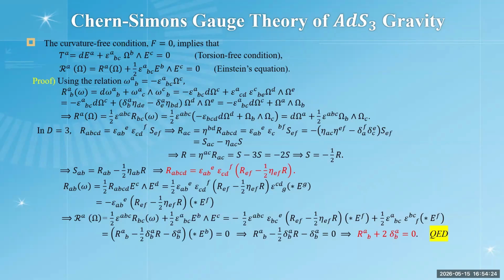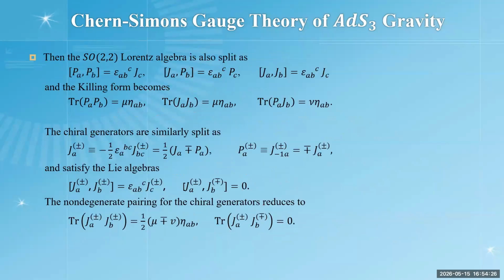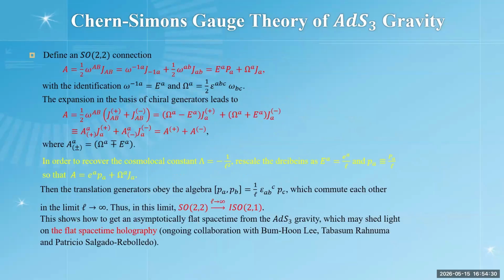But in order to recover this cosmological constant, then we need to scale this one. But here I will use this one. But in order to have an explicit cosmological constant, then I have to recover this parameter L.